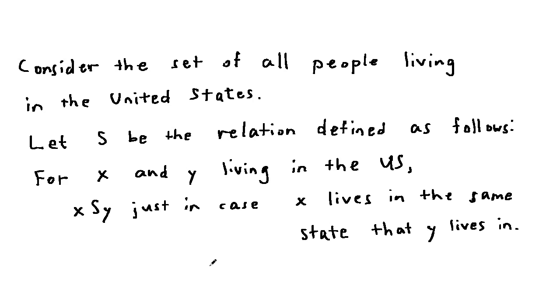The equivalence relation S divides up the set of all people living in the US into 50 groups, those living in California, those living in New York, etc. The 50 groups exhaust all of the people living in the US, since each person in the US lives in some state. Furthermore, the 50 states are disjoint, since no person can live in two distinct states. The 50 groups form a partition of the set of all people living in the US.